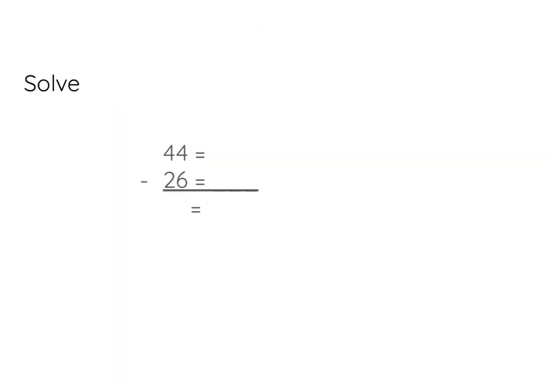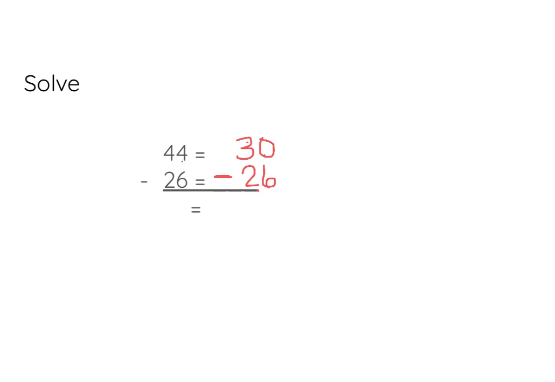Let's try one without any help. So I have a minus 26. On this side of my equation, I write minus 26. Don't forget the subtract sign because that's what we're doing. Now put your pencil on 26 and think to yourself, what is 26's next 10? And write it right up above the 26. You should have thought 30 because 26's next 10 equals 30.